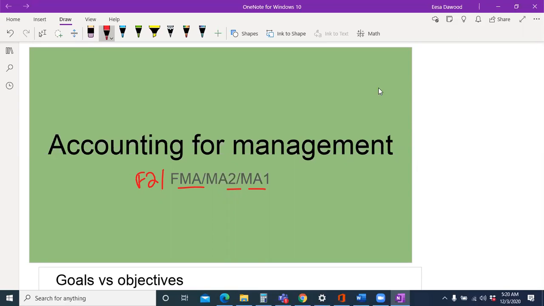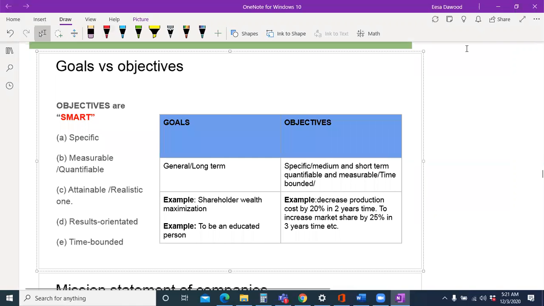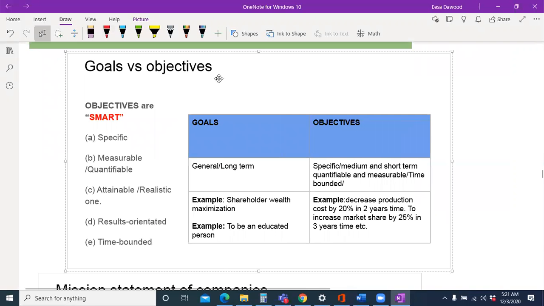I'll tell you what we haven't covered: the F2 level high-low method. The rest of MA2 and MA1 we have already covered. So don't try to read high-low method from F2. Whatever we have done up till now, except for high-low method, you can read from all textbooks and clear your concepts.